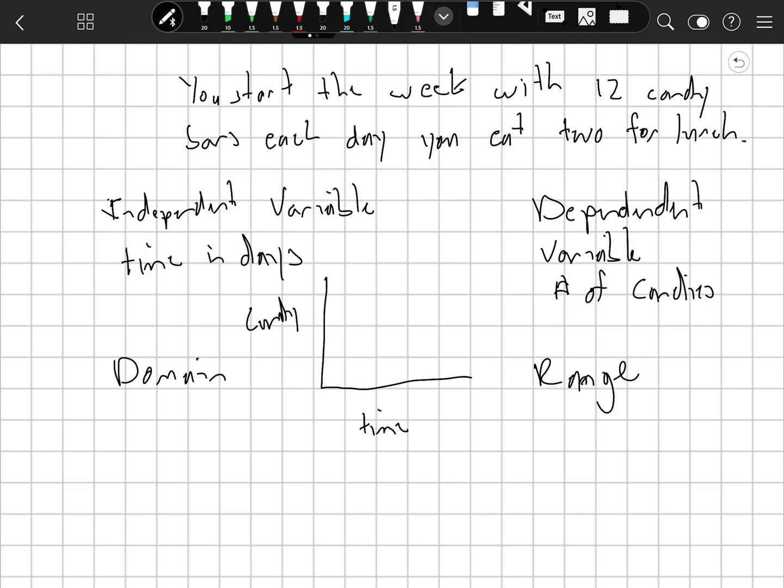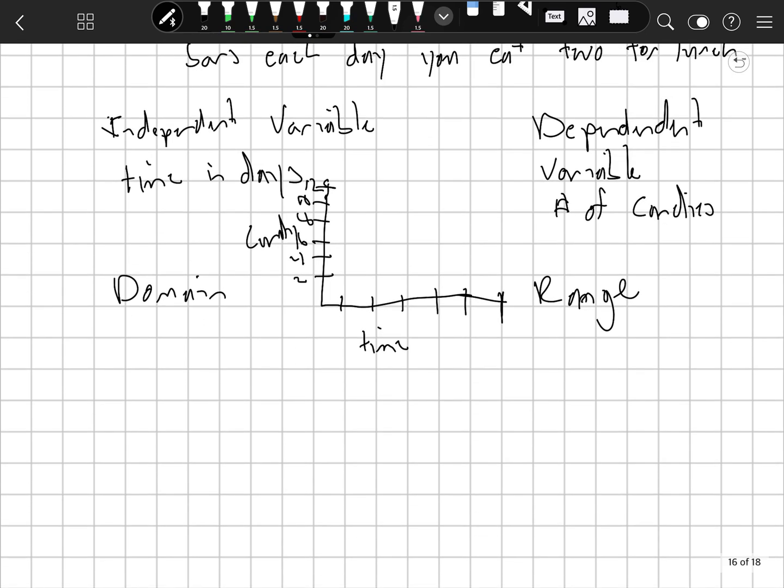Okay, so let's see, the time we could go 1 day, 2 days, 3 days, 4 days, 5 days, 6 days. What happens after 6 days? Well, if you're eating 2 candy bars a day, they are all gone. And then the candies we have, let's call this 2, 4, 6, 8, 10, and 12. I'm just counting by 2s there because it's a little easier to deal with. And we could actually graph this. At 0 days we're at 12, at 1 we're at 10, at 2 we're at 8, and so on all the way down to 0.